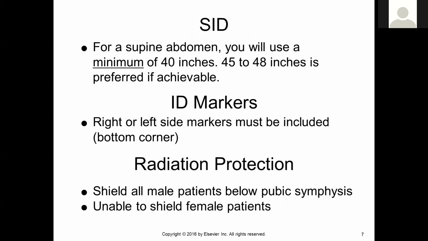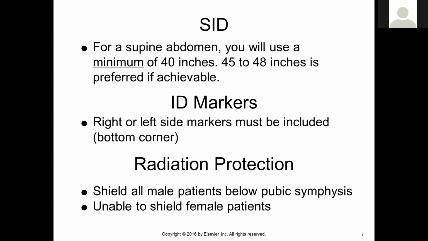Distance is a bit different for an abdomen versus the chest x-ray. You may recall for the chest x-ray, we had a distance of 72 inches. For a supine abdomen, you will use a minimum of 40 inches. 40 to 45 inches is preferred if you can achieve that. 40 inches is standard for an abdomen projection using the table, but more distance is better. So you can increase to 45 or 48.